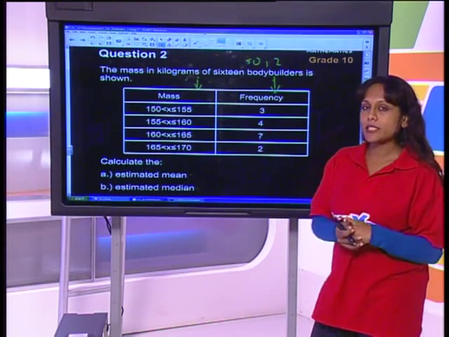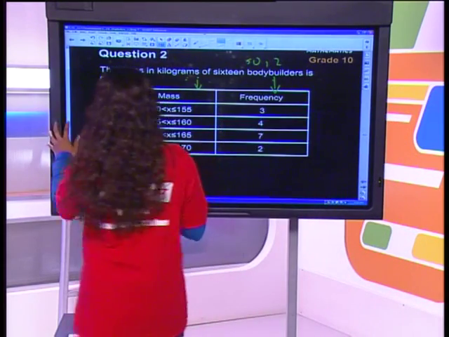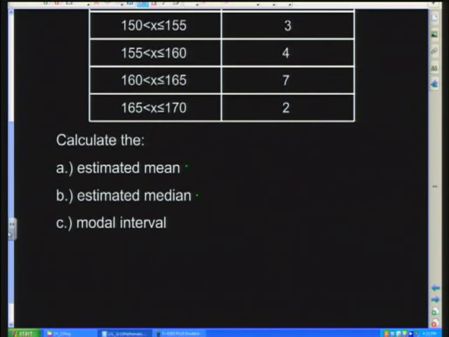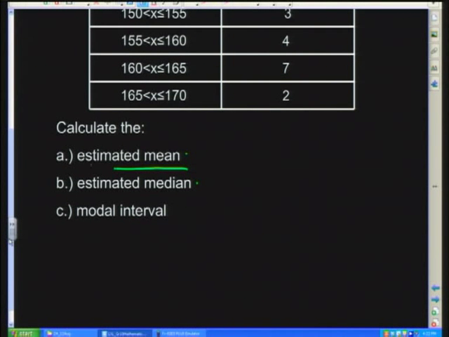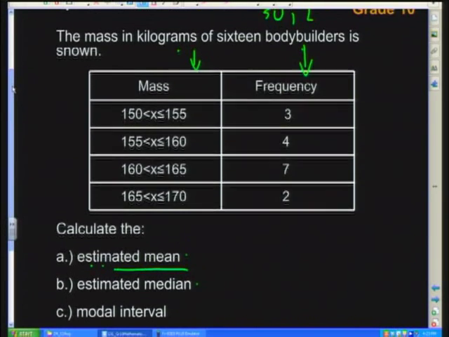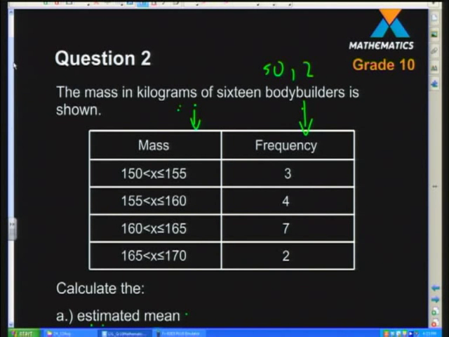All right, so let's have a look at how we're going to do this question. The first one, we need to work out the estimated mean. As I said, estimated because we have now grouped this table together. So, in order to work out your mean with grouped data, remember this column is your frequency. If you add all these numbers up, it will give you your total frequency. So 3 plus 4 is 7, 7 plus 7 is 14, 14 plus 2 is 16. It should obviously add up to the number of bodybuilders, because they told us there were 16 bodybuilders. So that frequency will give you your total number of bodybuilders.